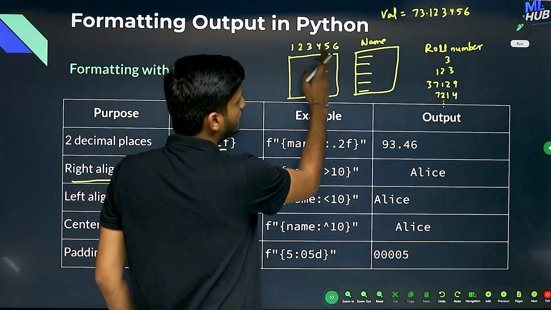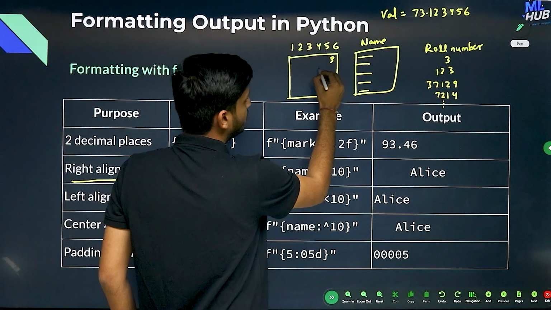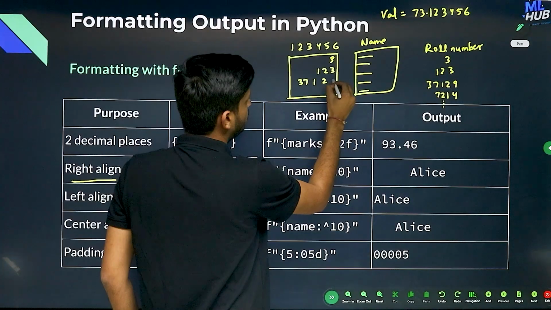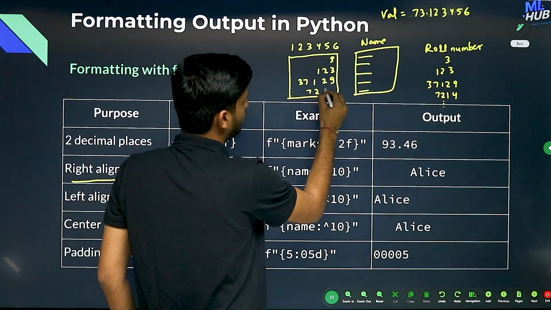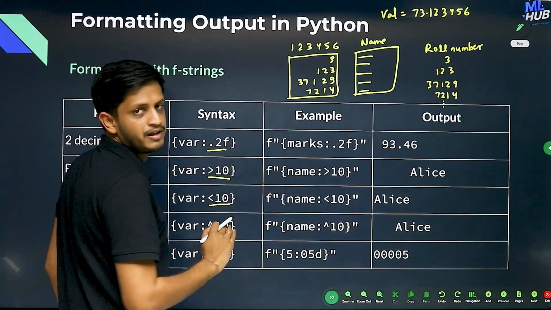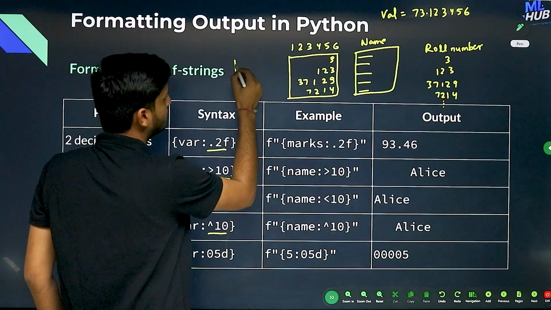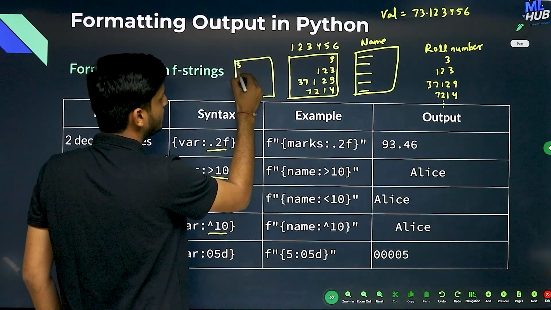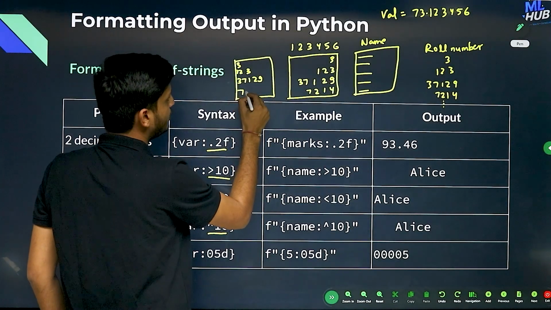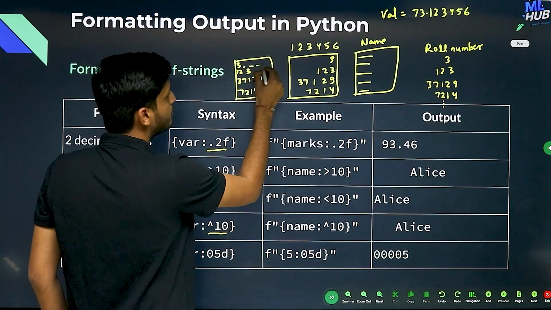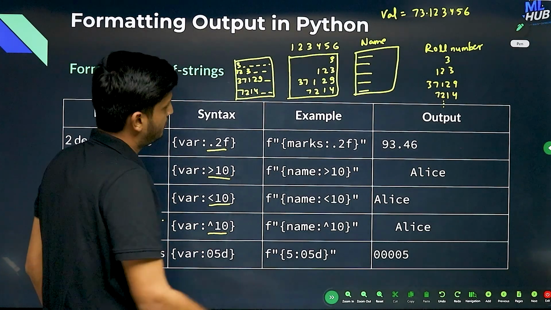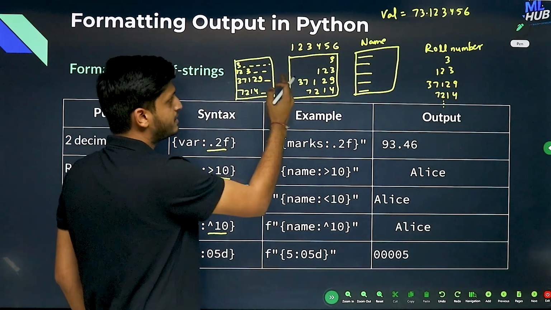If I want to print all the roll numbers to the right, like this, roll number 3, roll number 123, roll number 37129, or 7214, all the roll numbers printed to the right, then I will use right alignment. If I want to print all the roll numbers to the left, then 3, 123, 37129, 7214. Automatically 5 spaces will be added here, 2 spaces, 1 space, and 2 spaces will be added here. And all the data will be left aligned. And this is right alignment.